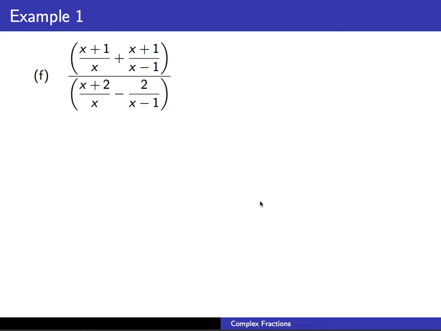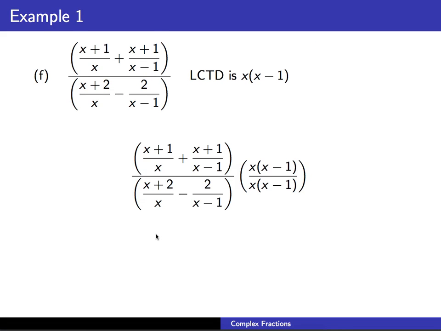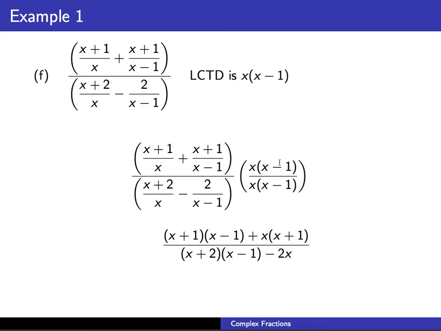All right, example 1f, we have x plus 1 over x plus x plus 1 over x minus 1, all over x plus 2 over x minus 2 over x minus 1. So this one, we have x and x minus 1 as our least common denominator. And multiplying everything by that, our upper left one, the x's are going to cancel. So we'll have x plus 1 times x minus 1. And our upper right term, the x minus 1's will cancel. So we'll have x times x plus 1.